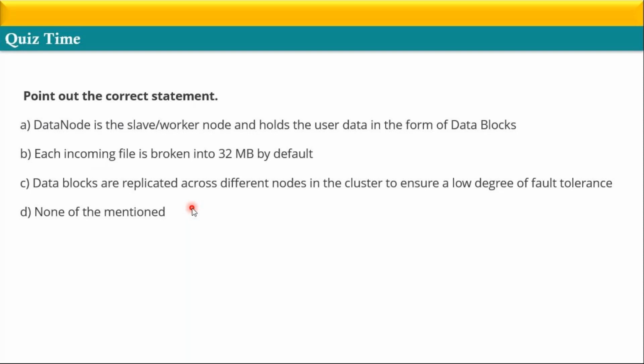B and D are not matching our choices, and these are the incorrect statements. But what about C? Data blocks are replicated across nodes. Yes, sir. A and C both are correct statements here.